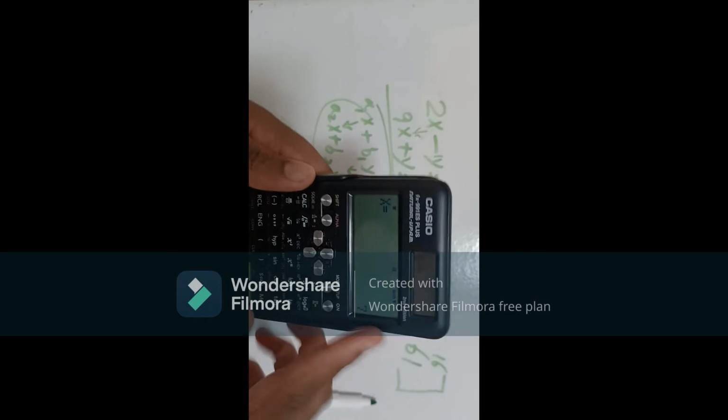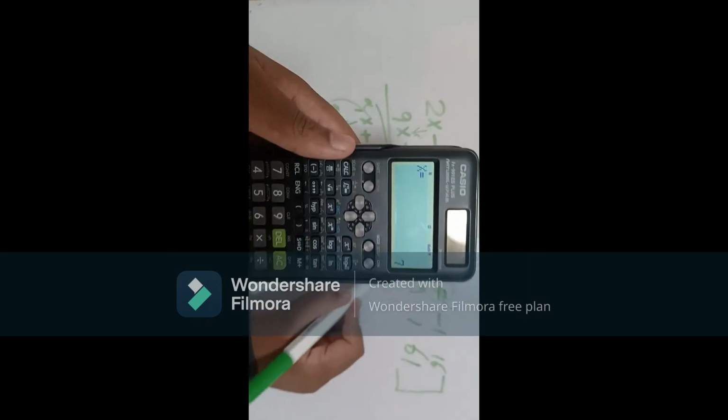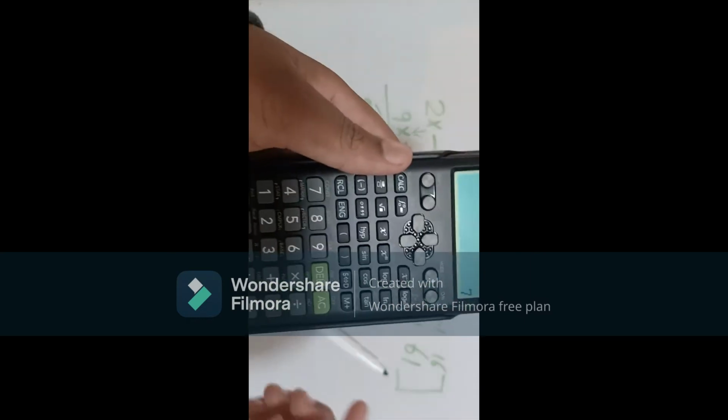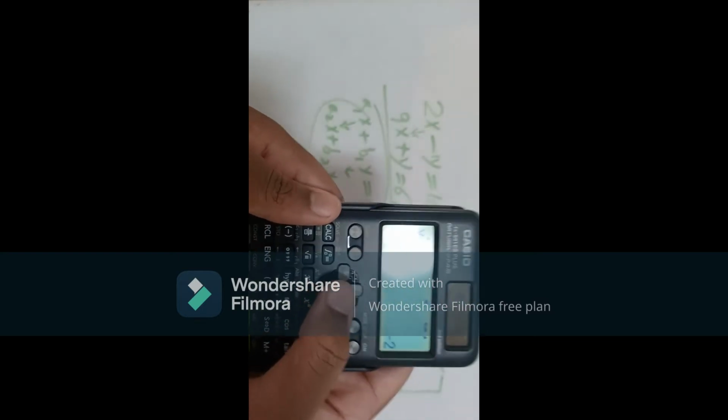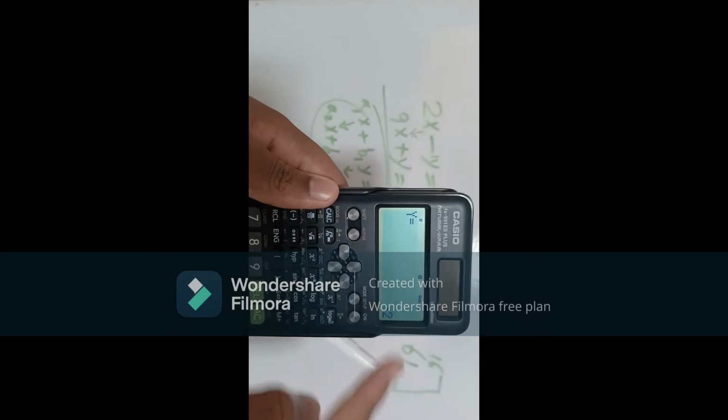And then we just have to hit equal. First it will give us the x, which equals 7. And then if you want the y, just press down. You will get y equals negative 2.